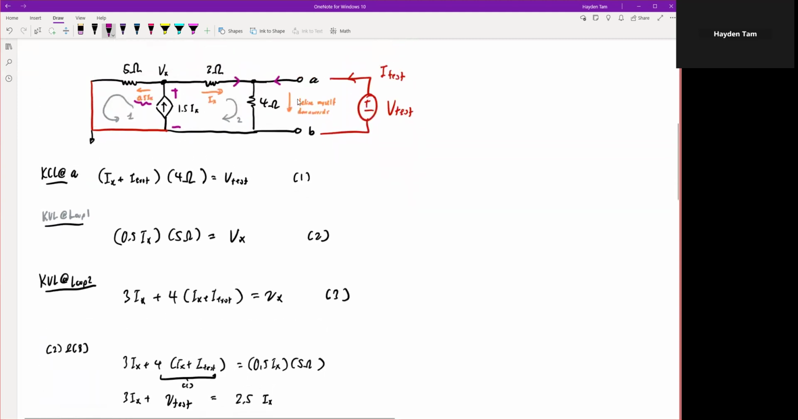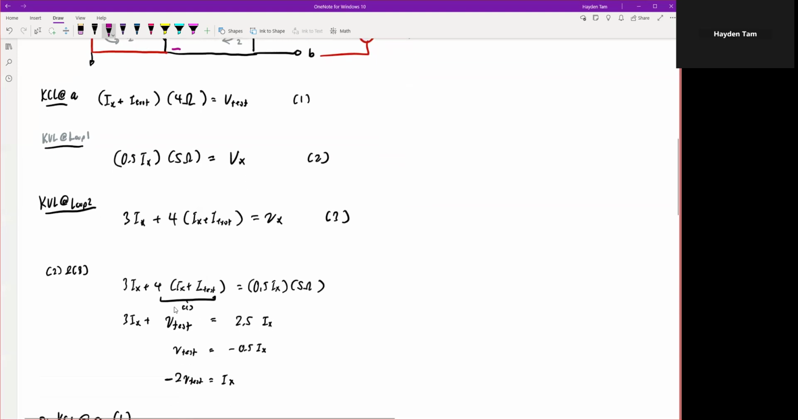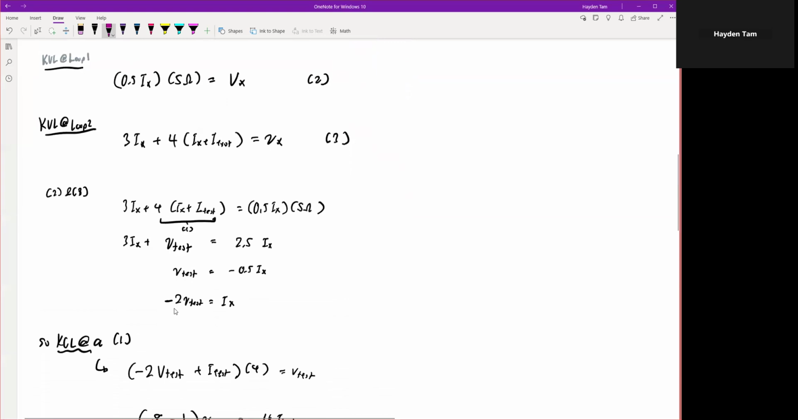But just say that, let's say at this 2 and 3, we are going to combine these 2 equations. Then we have 3 Ix plus 4 Ix plus I test is equal to this guy right here, right? Because they're both equal to Vx. And so we realize that this 4 times Ix plus I test is basically our equation 1. So we can sub in V test here. And going through the math, we get minus 2 V test is equal to Ix, right?